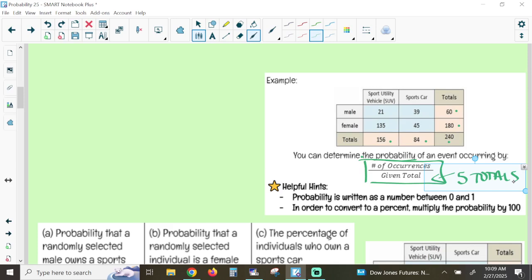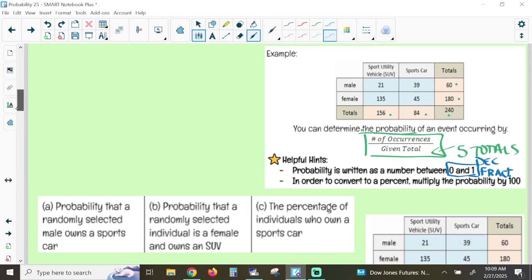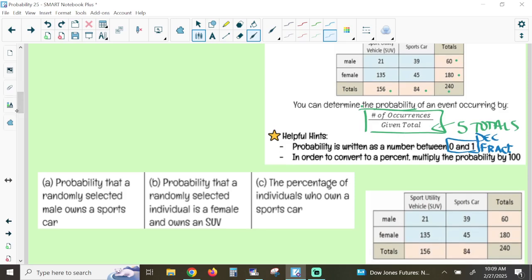Other things to remember: probability is written as a number between 0 and 1. So we know it can be written as a decimal or a fraction, because we can have decimals that are between 0 and 1, and we can have fractions that are in between 0 and 1. A decimal like 0.46 is between 0 and 1. A fraction like 2/3 is between 0 and 1. And the last little helpful hint: in order to convert to a percent, you can multiply by 100.